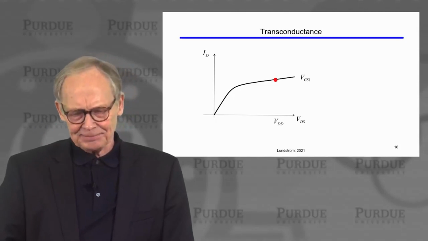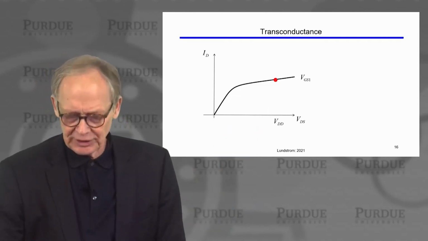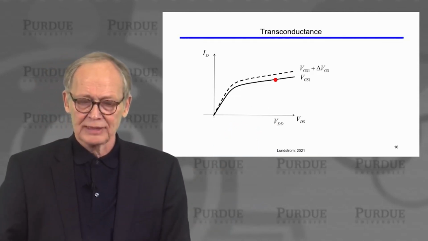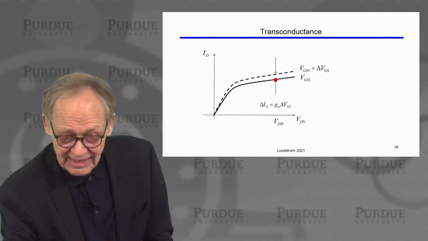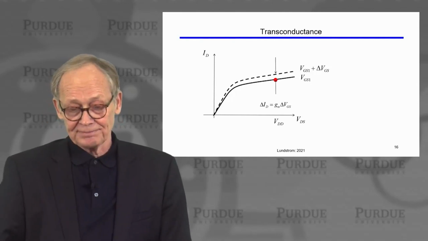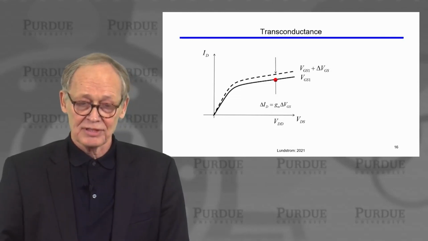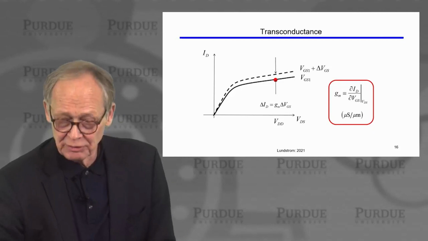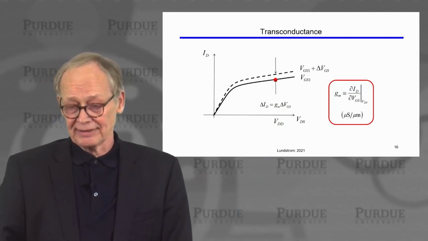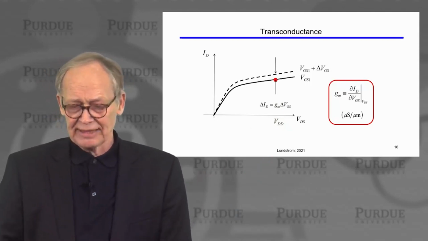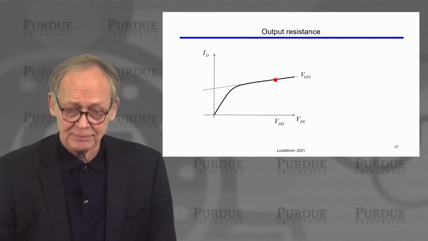Well, what's the transconductance? If I have a current at some particular gate to source voltage, at a fixed drain to source voltage, if I increase the gate voltage a little bit, I'll get a little bit more current. That change in drain current, as a function of a change in gate voltage, at a fixed drain voltage, is called the transconductance, the ratio of those two quantities. So the mathematical definition is the derivative of the drain current with respect to the gate to source voltage, and we can measure it in microsiemens per micrometer or Siemens per meter or whatever our favorite units are.